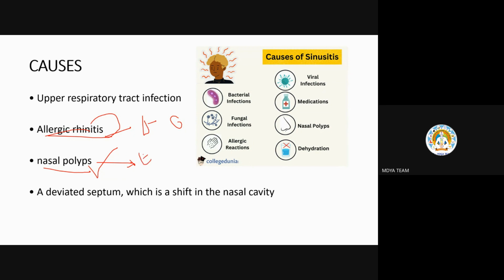If you make notes here in the class itself, we'll revise at the end of the class, or the next day. You will be able to understand here only because there is very little time now. Okay, and then next is deviated septum, which is a shift in the nasal cavity.